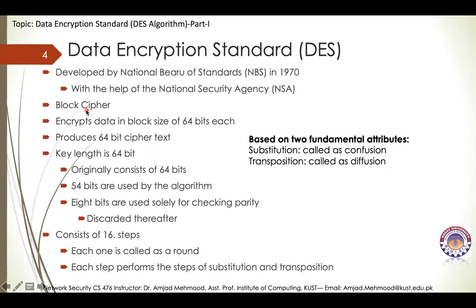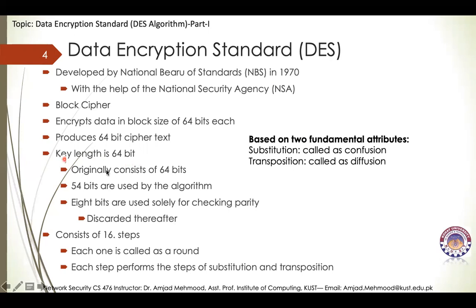As you know, there are two kinds of ciphers: stream cipher and block cipher. A stream cipher performs operation on one character at a time, whereas in a block cipher we take more than one character at a time. That's why this is called a block cipher. So Data Encryption Standard is based on block cipher. It encrypts data in block size of 64 bits. So it requires 64-bit plain text, and produces 64-bit ciphertext, as I mentioned.